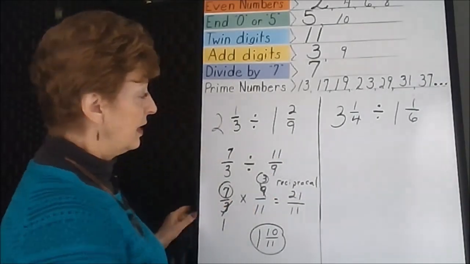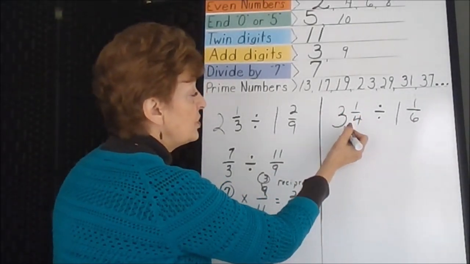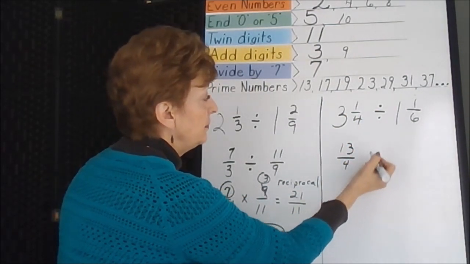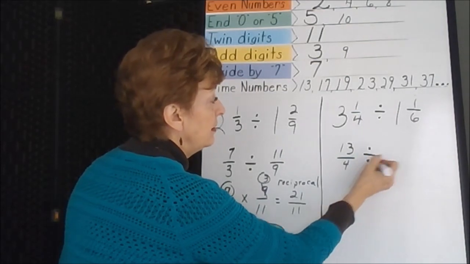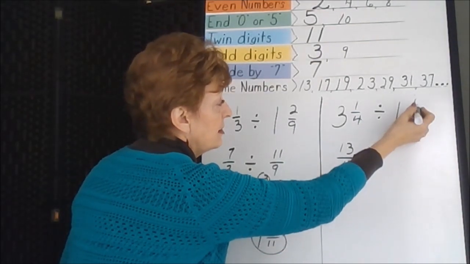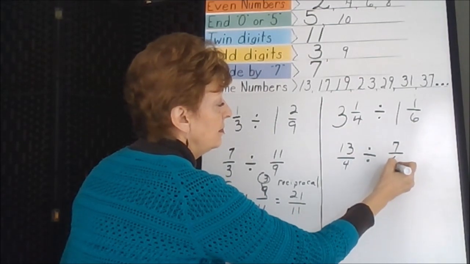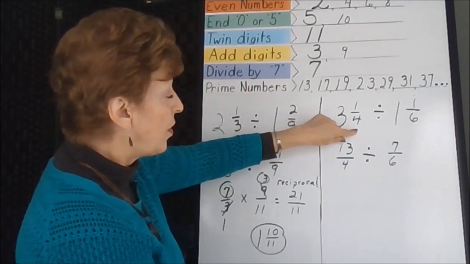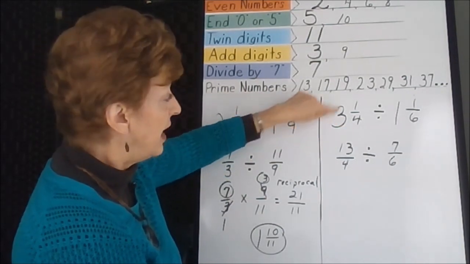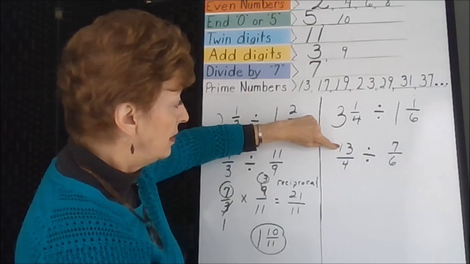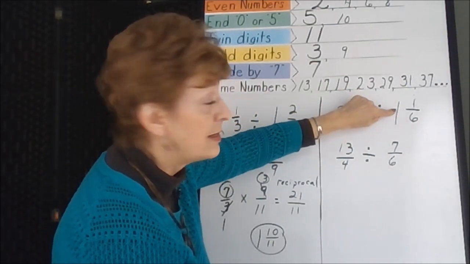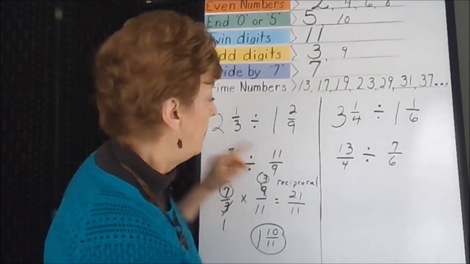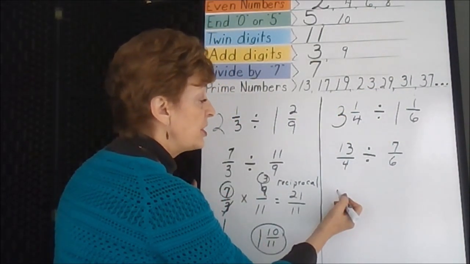Next problem. 4 times 3 is 12, plus 1 more is 13. We have 13/4 divided by 6 times 1 is 6, plus 1 more is 7. What we're saying here is we can get 12/4 out of these 3 whole things, and we already had 1 to start with. We're saying we can get 6/6 out of this 1 whole, and we already had 1 to start with. Now we're going to apply the rules for division.